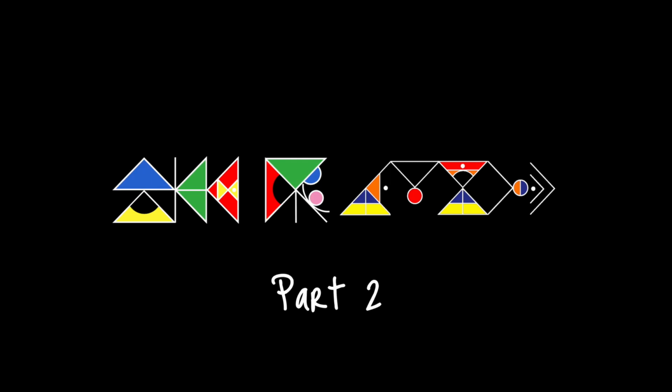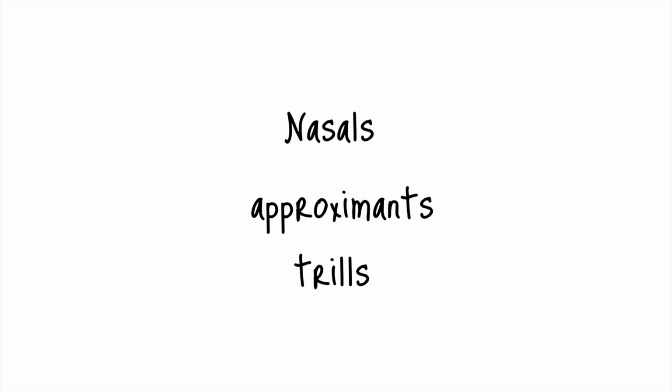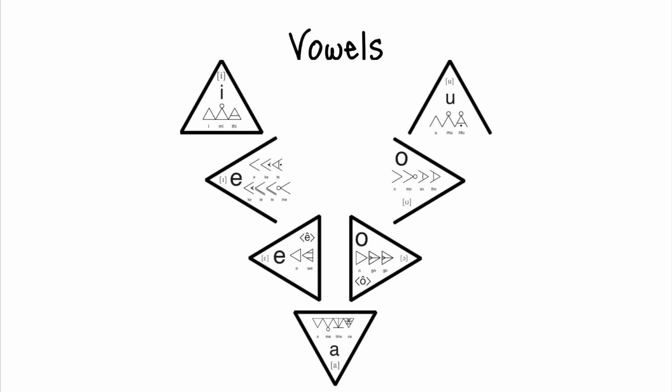Welcome to part 2 of the tutorial on Isibheqe Sohlamvu. Today we will be discussing nasals, trills and approximants. Please make sure that you have watched part 1 of the tutorial where we discussed vowels, as vowels are fundamentally important to how we construct everything else in Isibheqe.